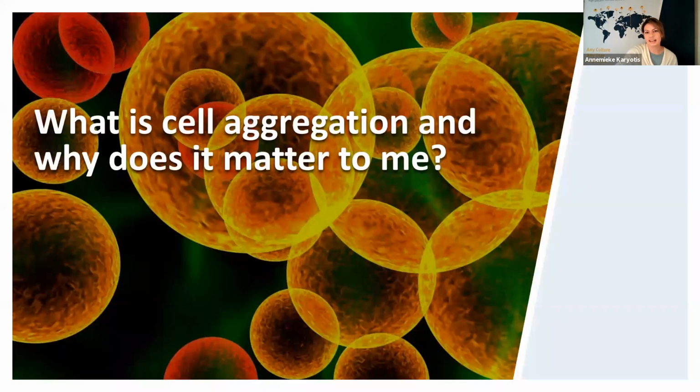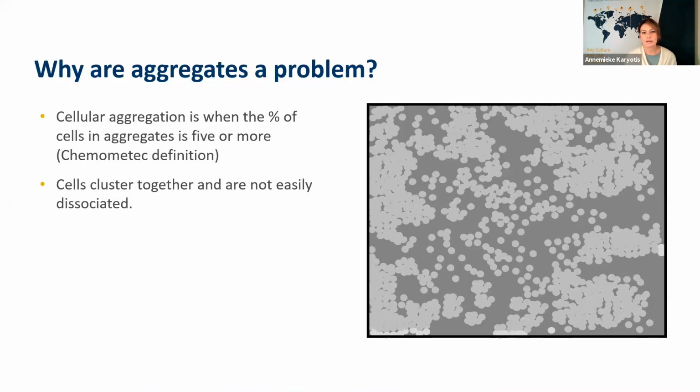So what is cellular aggregation and why does it matter to me? Well, aggregates are a problem, and in terms of cell counting, it's very, very difficult to count or enumerate an aggregated cell population. Our definition of cellular aggregation is when the percent of cells in aggregates is 5 or more, and the cells clustered together are not easily dissociated.